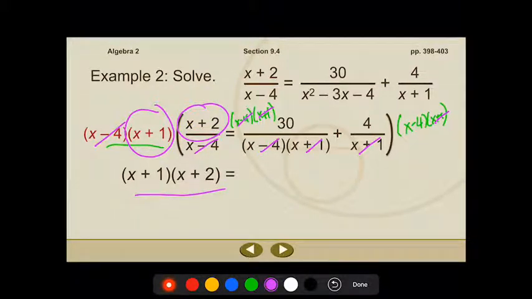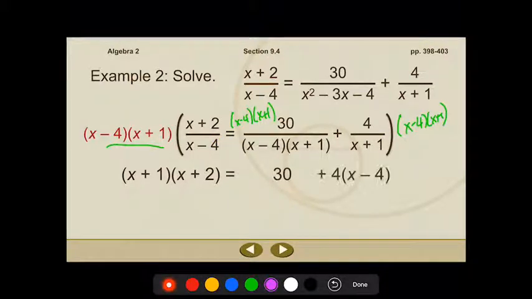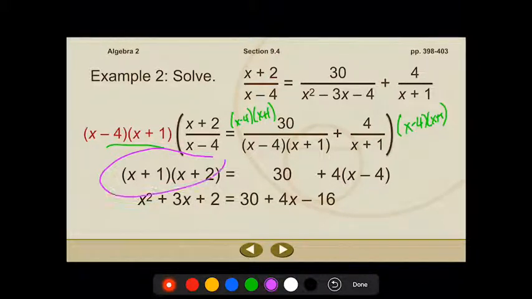And then over here, nothing happens with the 30 because everything canceled out. But on the end, you'd have the 4 times the x minus 4. So that's kind of what happens with all of this particular problem. So let me clean this up just a little bit here. So we get 30 for that piece, and then 4 times x minus 4. They just simplify this. You have to FOIL this side out over here, and you'd end up with what they have there, the x squared plus 3x plus 2, so that's basic algebra there.